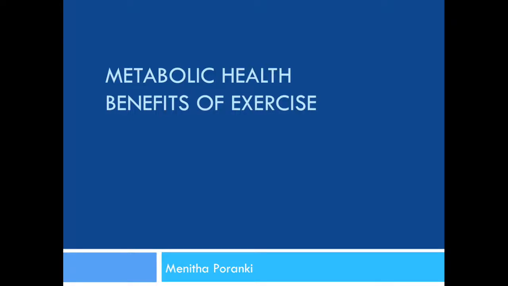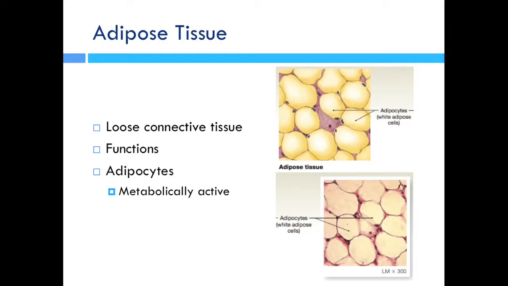Today we're going to be looking at the metabolic health benefits of exercise. Exercise can target adipose tissue. Adipose tissue is loose connective tissue in which the adipocytes take up much of the space in the white adipose cells. They can function in insulation, absorbing shock, padding, as well as filling space around structures to support them.